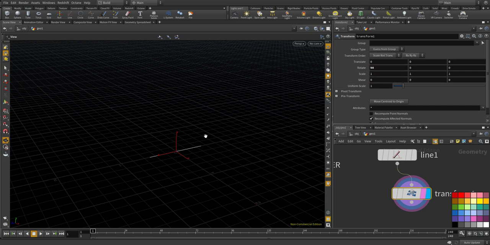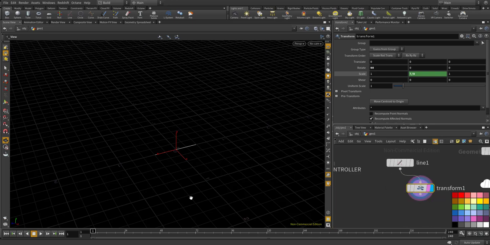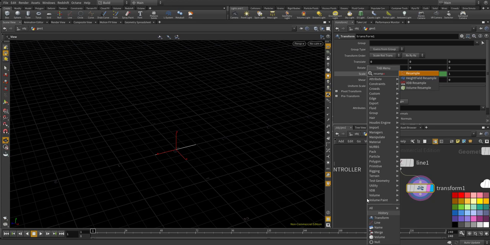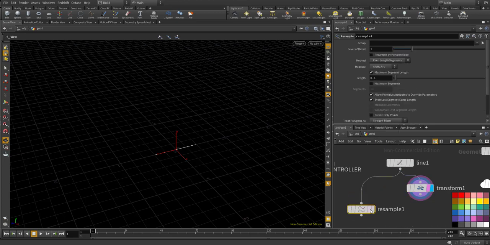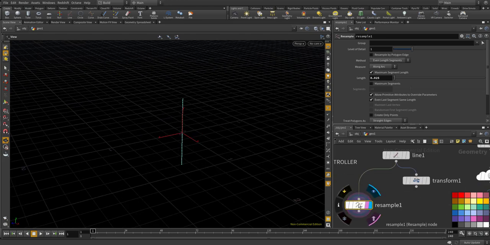Rotate to 90 degrees on the x, and scale it down to 9 divided by 7 divided by 9. Okay. And let's resample this as well to make a lot of points. Could be like 0.2, could be any points, but something like 0.025 should be enough. Also do it for the rotated curve.